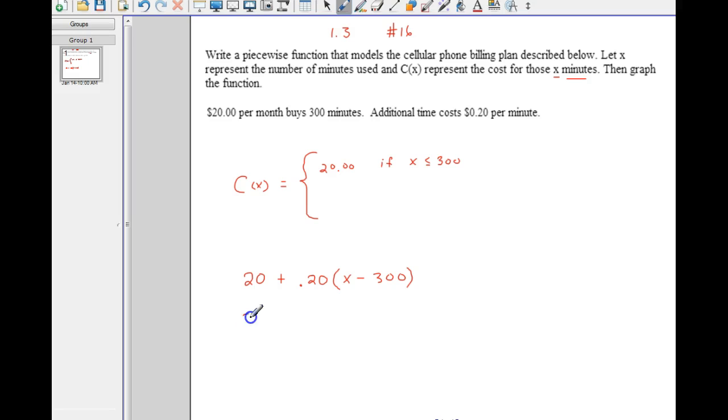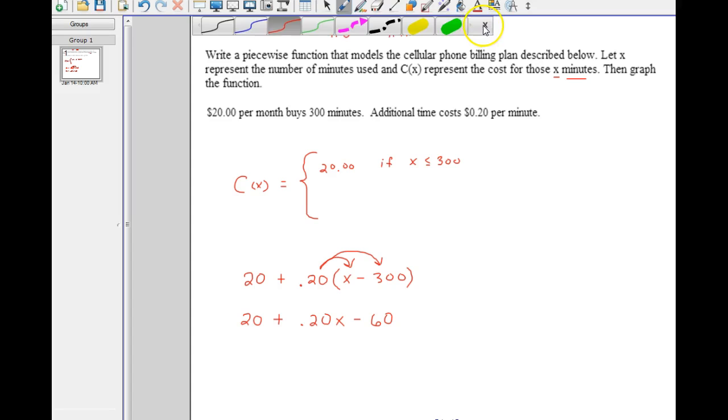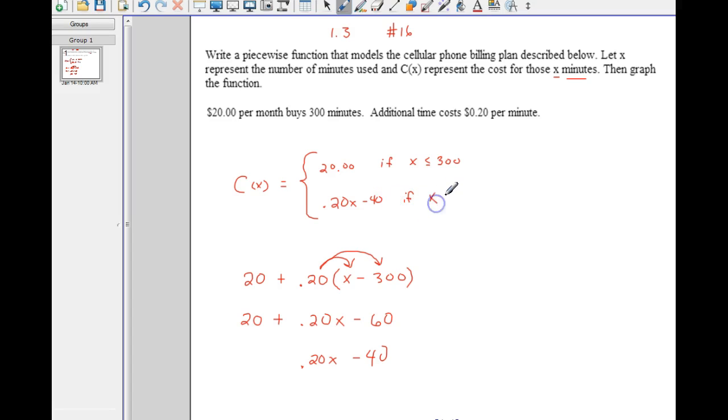Alright, so there it is. I'm going to simplify it. So I pay 20 bucks plus, if I distribute this 20 cents through, I get 0.20x minus, if I send the 20 cents through here, I get 0.2 times 300 is 60. Alright, and then you just combine your like terms. So 20 minus 60 is negative 40. So 0.20x, or just 0.2x minus 40. And that's what we put down here in the bottom part. So 0.2x minus 40 if x is greater than 300.